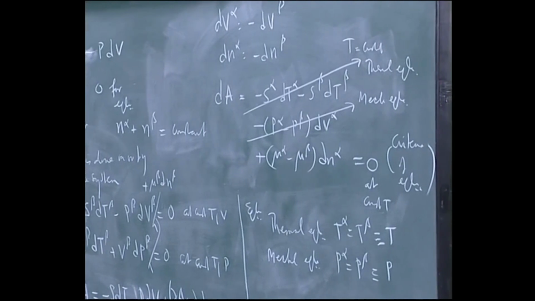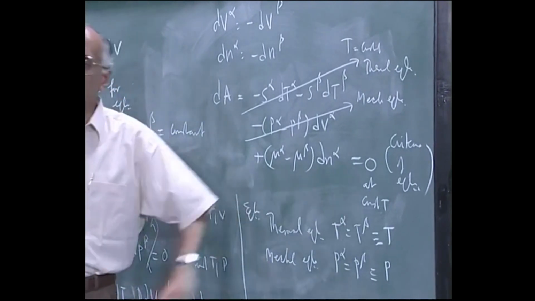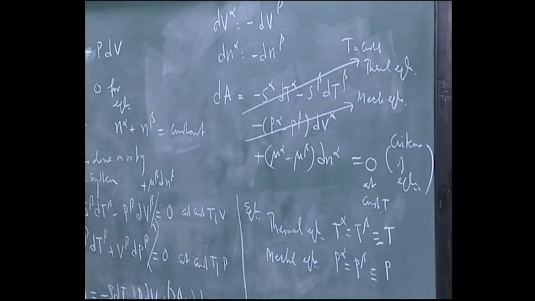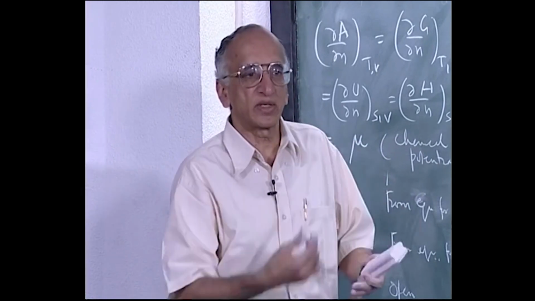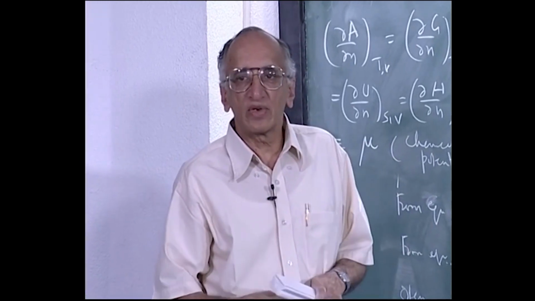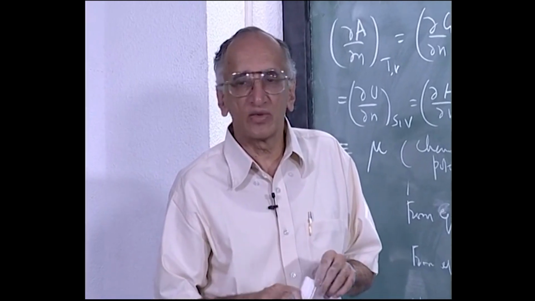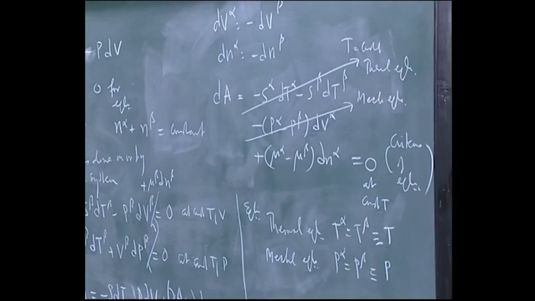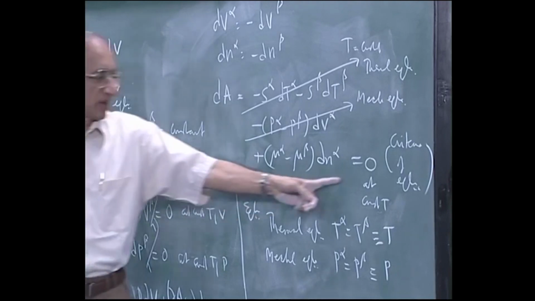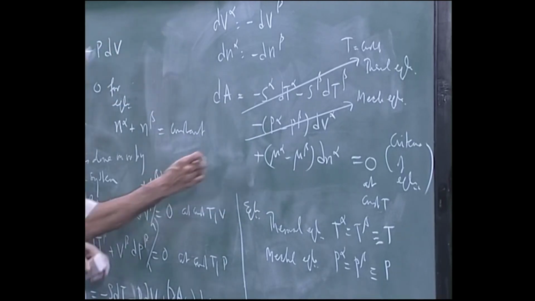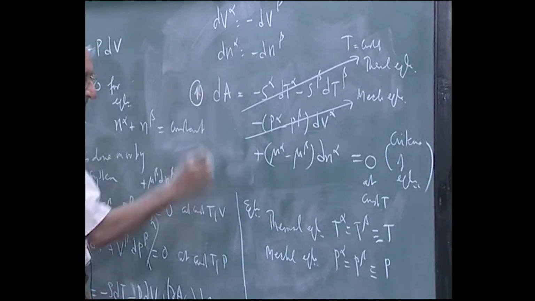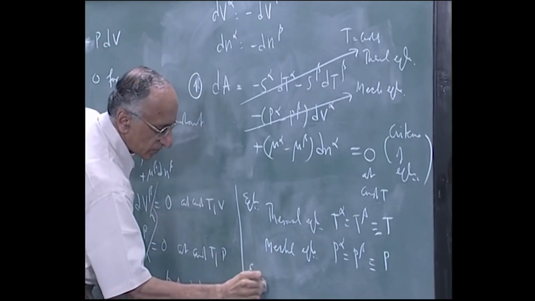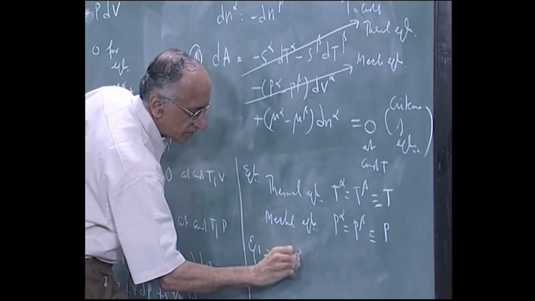The criterion of equilibrium says dA should be 0 at constant temperature for a closed system. I am saying if the pressures are unequal, then one phase will do work on the other phase, it will expand till the pressures are equal, and so I have to have P alpha equal to P beta, whatever the value of P. If this has to happen, this implies this criterion of equilibrium, we will call this equation 1. Equation 1 then implies mu alpha should be equal to mu beta.